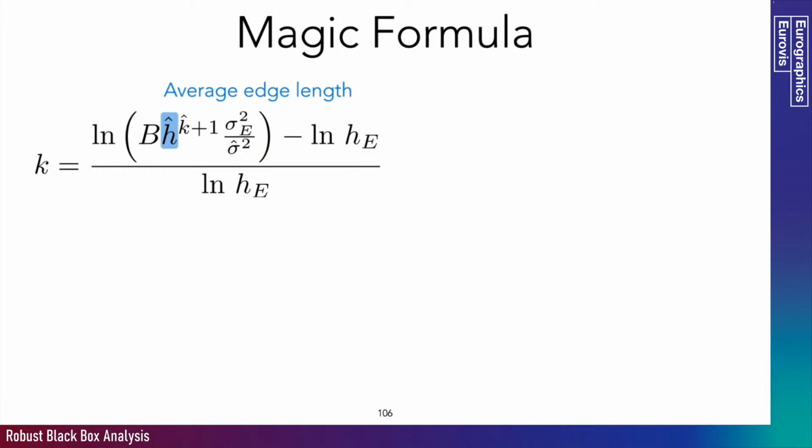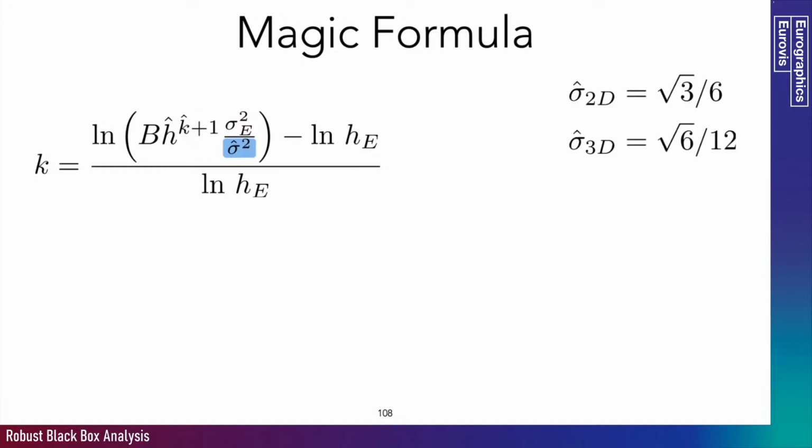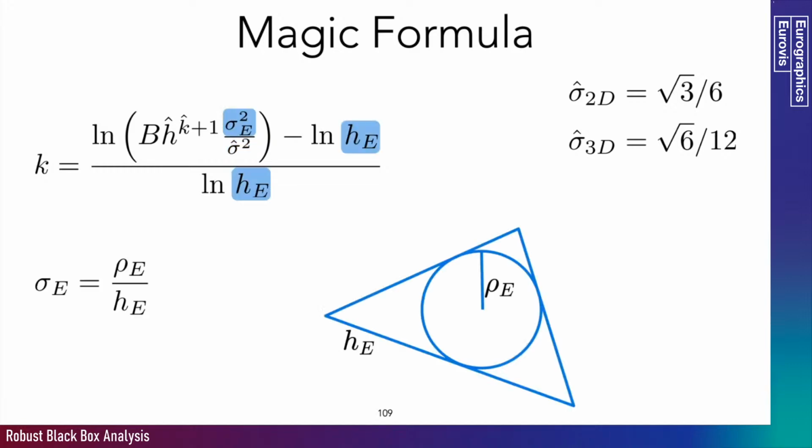And then we have the average edge length of the mesh, which is super simple to compute. We have the minimum order, so what is the usual order you want to solve? Usually it's 1. And then we have some constants related to the shape of a perfect element in 2D and 3D: square root of 3 divided by 6, and square root of 6 divided by 12, which are just constants. And then finally some local quantities related to the current element. We have h_E, which is the maximum edge length, and then we have sigma_E, which is the ratio between the radius of the inscribed circle and the maximum edge length.